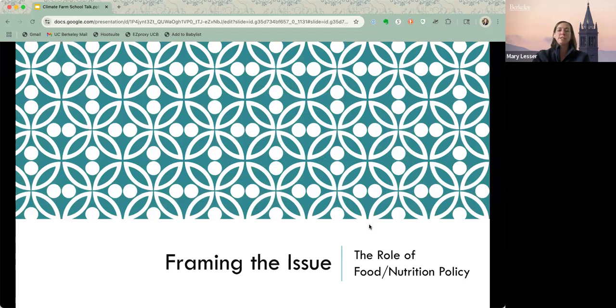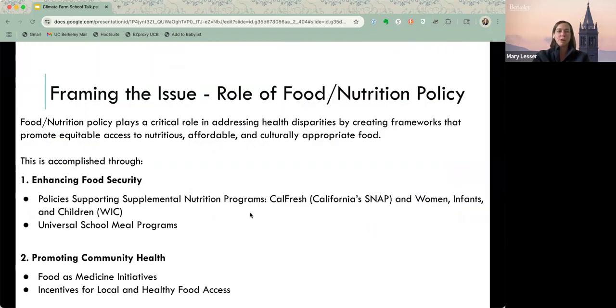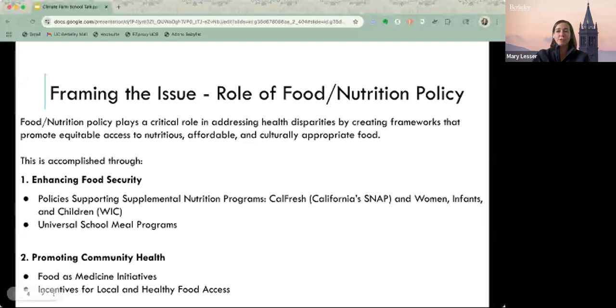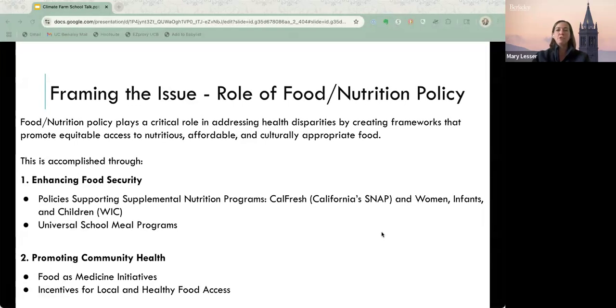All right, so framing the issue, we're going to talk a little bit about the role of food and nutrition policy. Why does food and nutrition policy matter? Well, it plays a pretty critical role in addressing health disparities. We'll talk about those in just a minute, by helping to create frameworks that promote equitable access to nutritious, affordable, and culturally appropriate food. Basically, food access, or the ability to acquire food, is going to help shape health outcomes, well-being, as well as social equity.